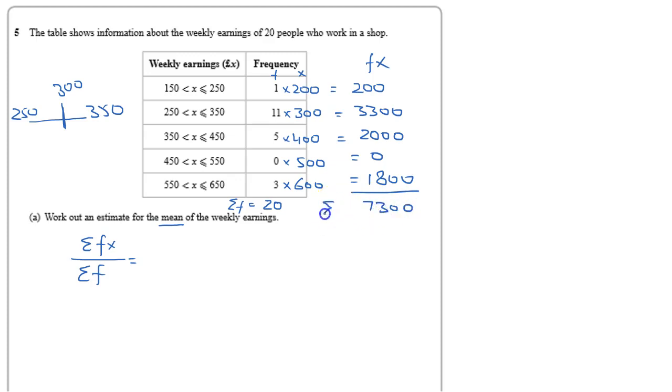7300. So this is sigma fx. Sigma is when you add all this. Instead of writing adding fx, we write sigma fx. So sigma fx is 7300. So this is the mean of the group data. 7300 divided by 20. So it will be 365. So the mean is 365. The question was asking to work out an estimate for the mean.